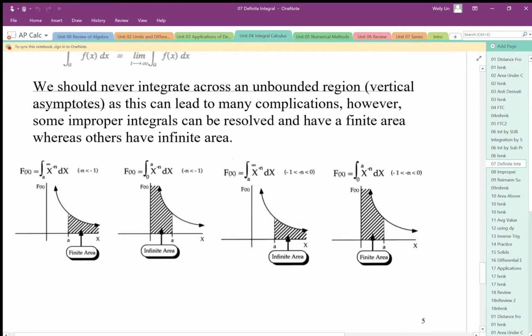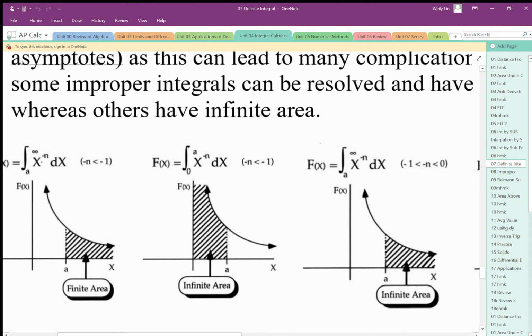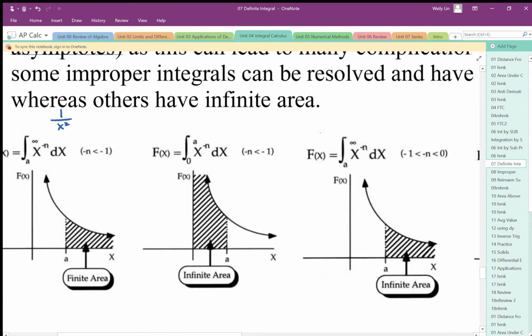Now on the bottom here, this is just a guideline. You don't really need to know this, but it's a good guideline to know. If you have a 1 over x to the n function where n is greater than 1, so the negative n is less than negative 1, an example would be something like 1 over x squared. What ends up happening is it dives down to 0 very quickly and it pinches off there, and we end up with finite area on this side.